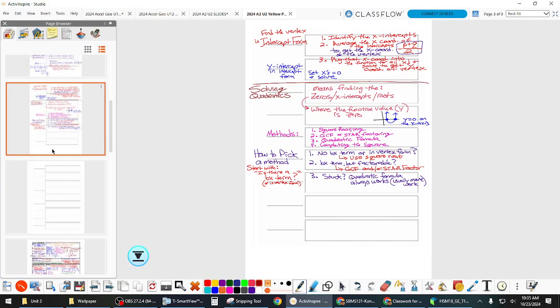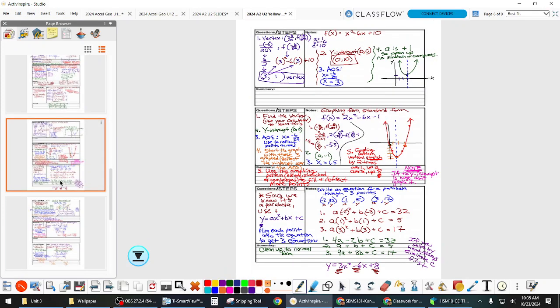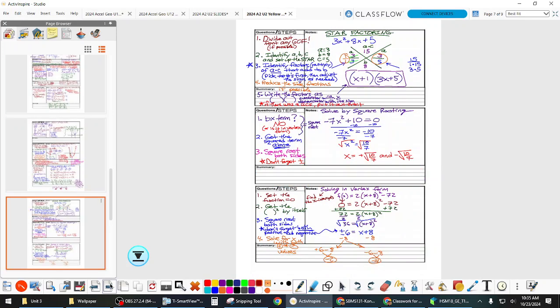If you don't know where stuff is in your notes, it means you're not looking at them very often, which is a big deal. You're looking right here first, methods to solve, and oh hey, if it's in vertex form, we're going to square root. So you could look there. You could also look in your example section, solving in vertex form. Either place is fine.